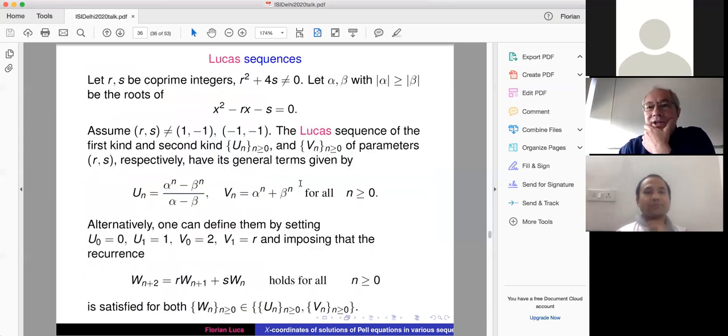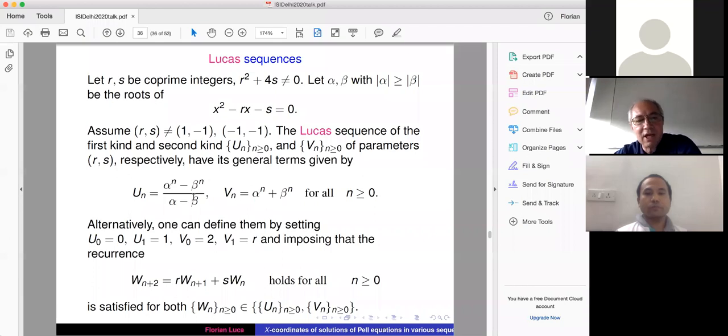So let me take a little detour through Lucas sequences. I take coprime integers r and s, such that this equation has 2 roots. I eliminate some equations like x squared plus x plus 1, for example, which has cubic roots of unity and so on. Those ones I don't like. So I eliminate cubic roots of unity and roots of unity of order 6. Let alpha and beta be the 2 roots with alpha greater than or equal to beta in absolute value.